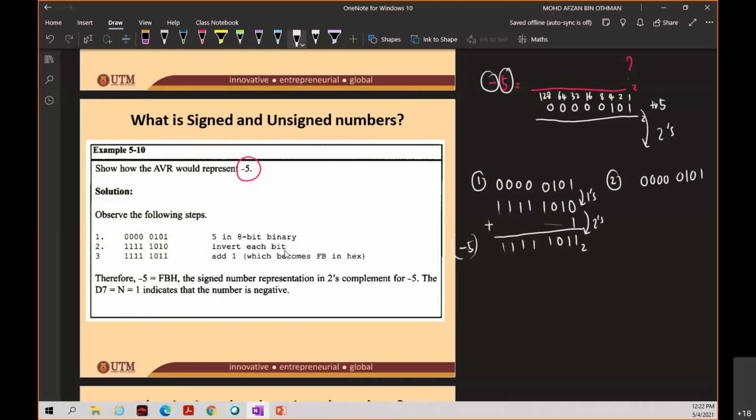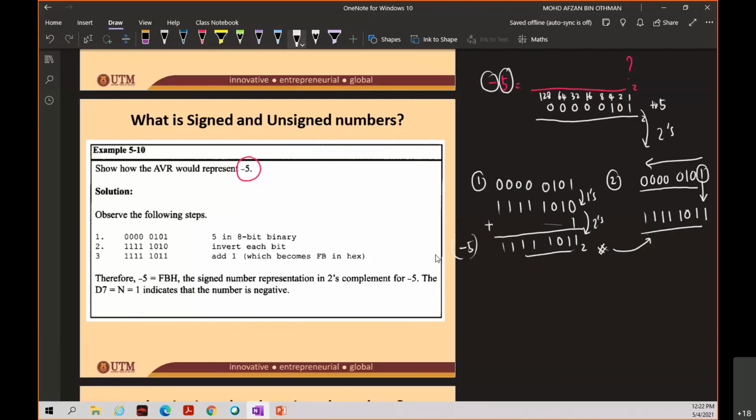You traverse from right to left and find the first one. This is the first one. So what happens? You copy this number. What about the rest? The rest you just invert. So now they become 1, 1, 1, 1, 1, 0, 1, 1. See, the values are similar. This is how the AVR would represent negative numbers.